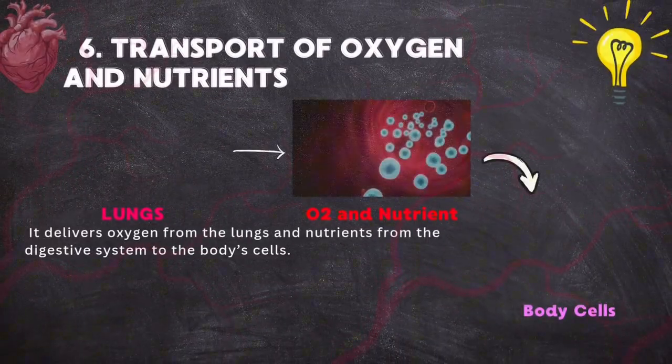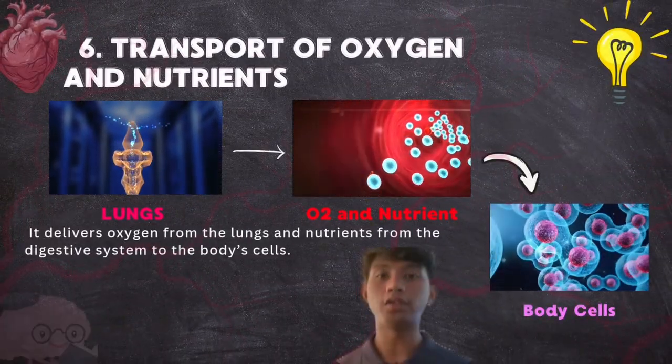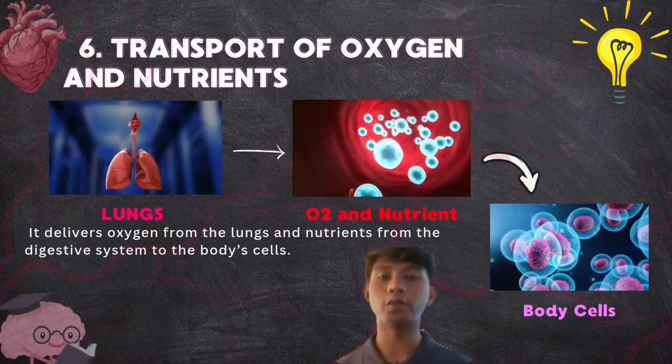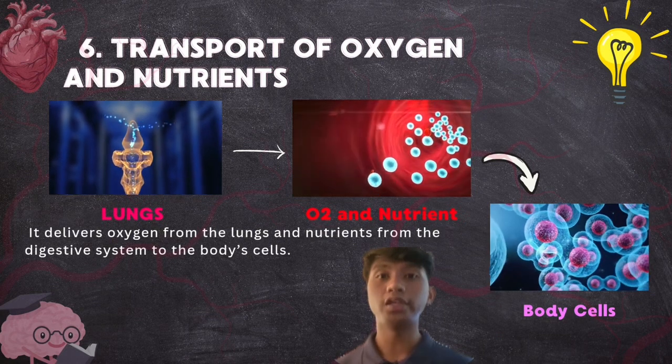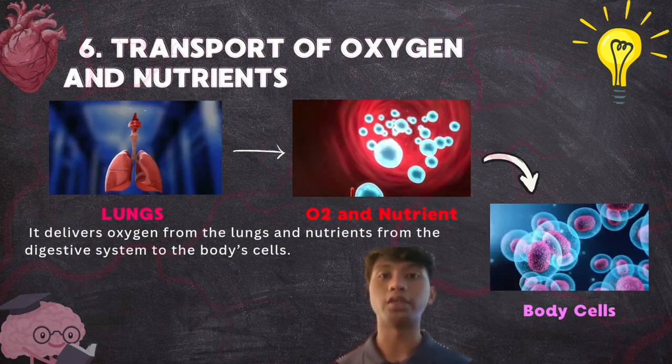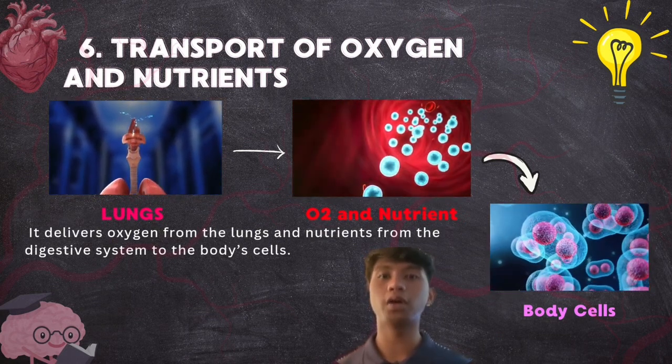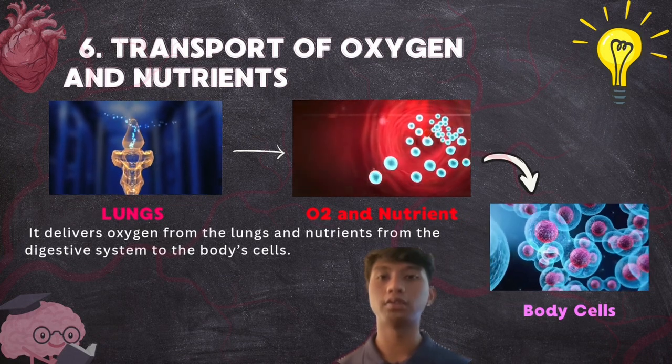Transport of oxygen and nutrients. It delivers oxygen from the lungs and nutrients from the digestive system to the body cells. Our body needs oxygen and nutrients to work properly. These are delivered to all parts of the body through the blood.